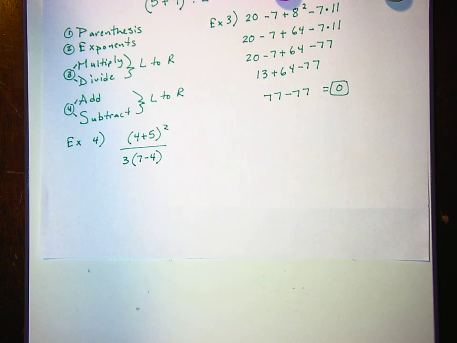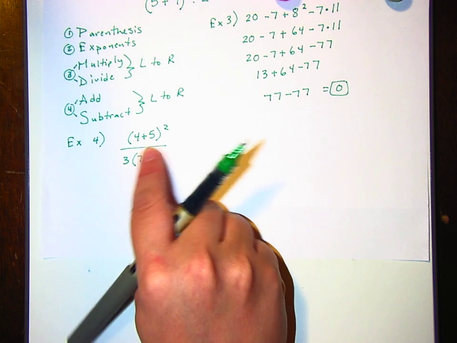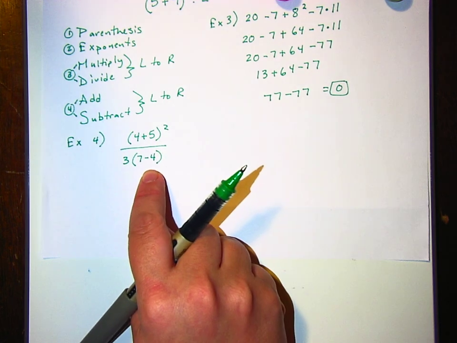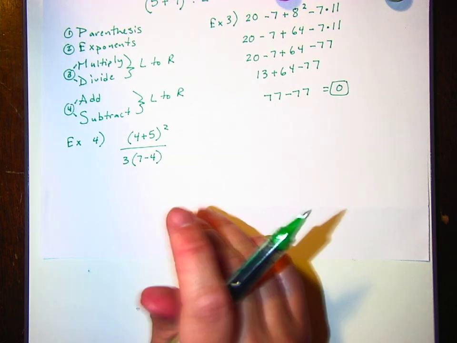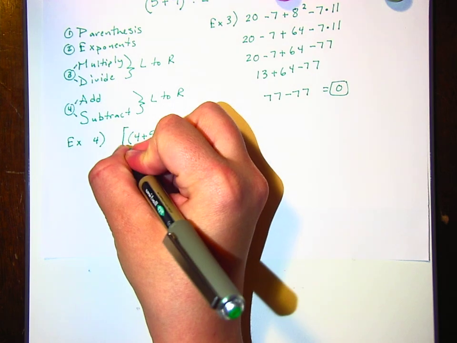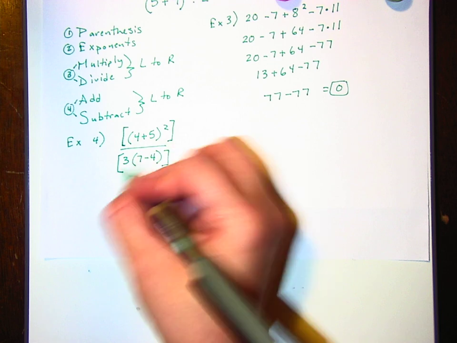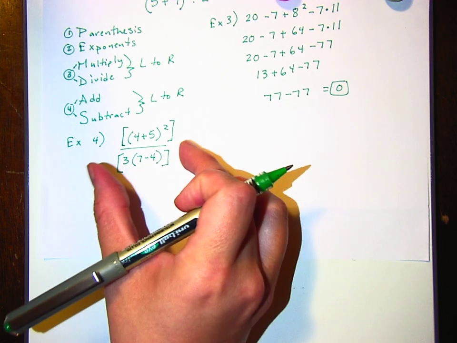Copy down that one for me. On the top of it's like a fraction bar here, or dividing, right? Big fraction bar on the top is 4 plus 5 in parentheses and then a squared. And on the bottom is 3 times in parentheses 7 minus 4. Okay. So we're going to do this bit by bit. Actually, if there's a fraction bar in a problem, you can almost act like there's brackets on the top and the bottom, which means we're just going to take care of this stuff first. So we're going to work our way from the inside to the outside on both of the brackets, and then we'll divide.